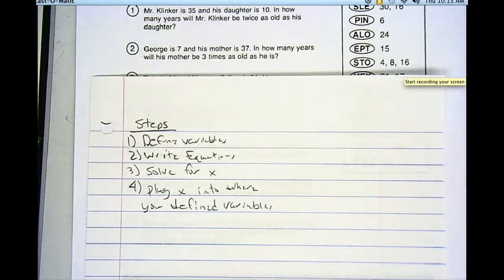Okay, Oak Rovers, this is a video that's going to help you solve word problems involving ages. And I still have the same 4 steps that I had in all the other problems from this packet. The first step is to define the variables. The second step is to write the equations. The third step is to solve the equations for x. And then the fourth step is to plug x into where you define the variables in step 1.